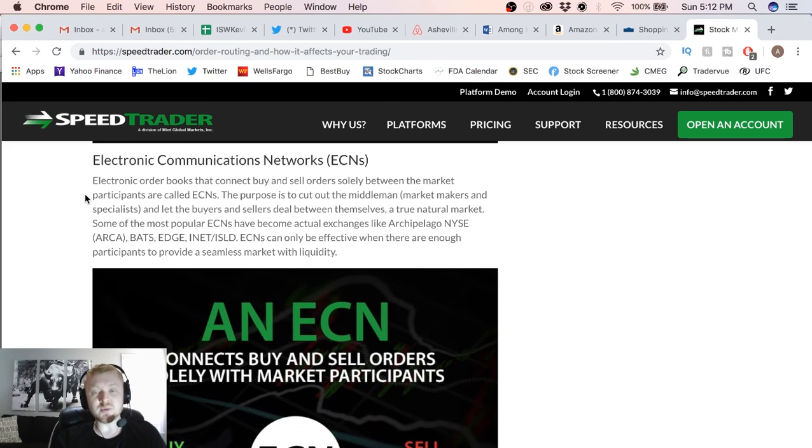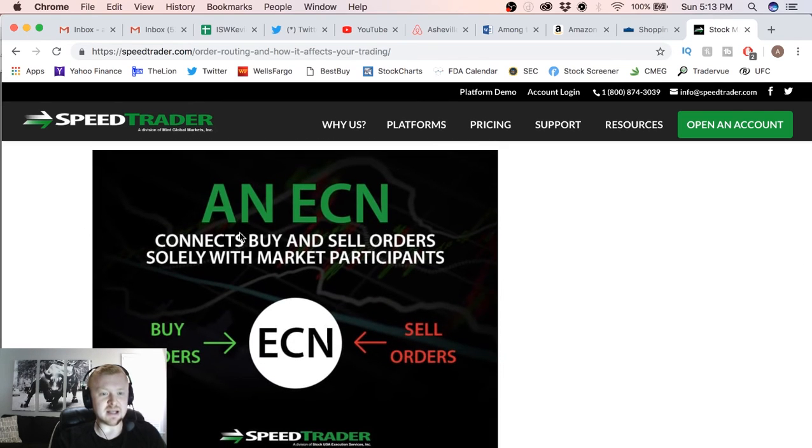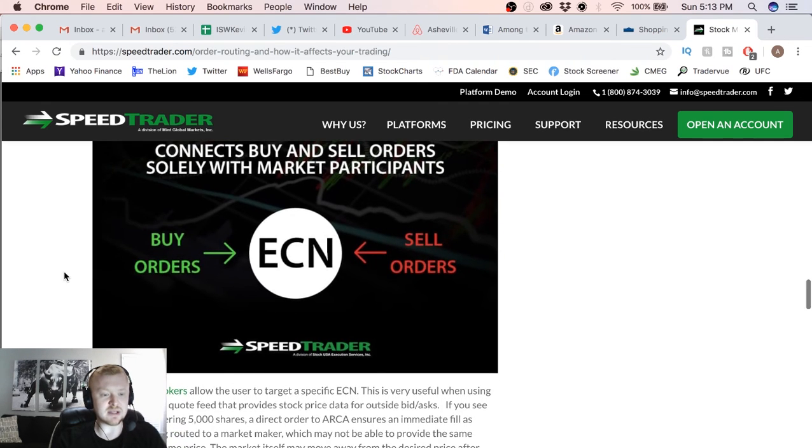Now, sometimes when I add liquidity to the market through limit orders, I'm going to get an ECN rebate. On that ECN, where it tallies my ECN fees, it'll be a negative amount of money because it's actually rebating me money for adding liquidity. Don't hurt your heads too much over this, traders. Just understand the basics of how it works. An ECN connects the buy and sell orders solely with market participants. Buy orders, sell orders, ECN. So there's no market makers, eliminates that.